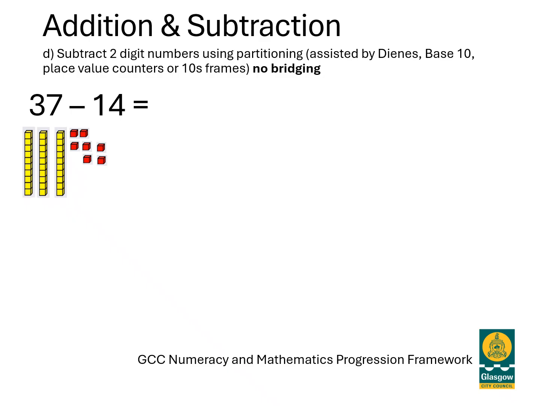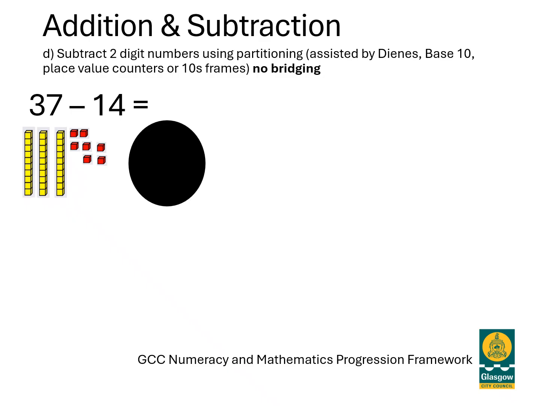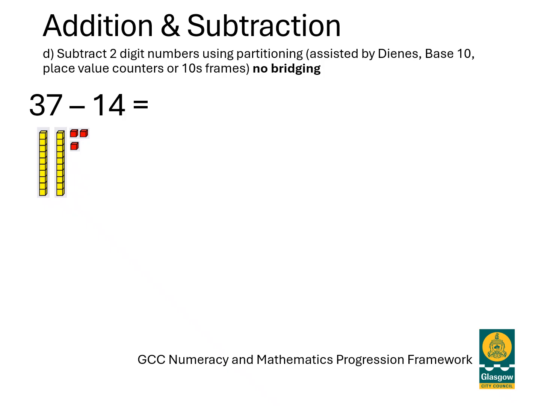And that means that we need somewhere to take it to. So we're going to remove 1 ten and 4 ones, and ideally remove them completely from view so that they can see very clearly they've got 23 remaining. And again, reminding that we don't need to make exchanges. So when we're providing children with calculations to trial, we must offer calculations that don't require an exchange.